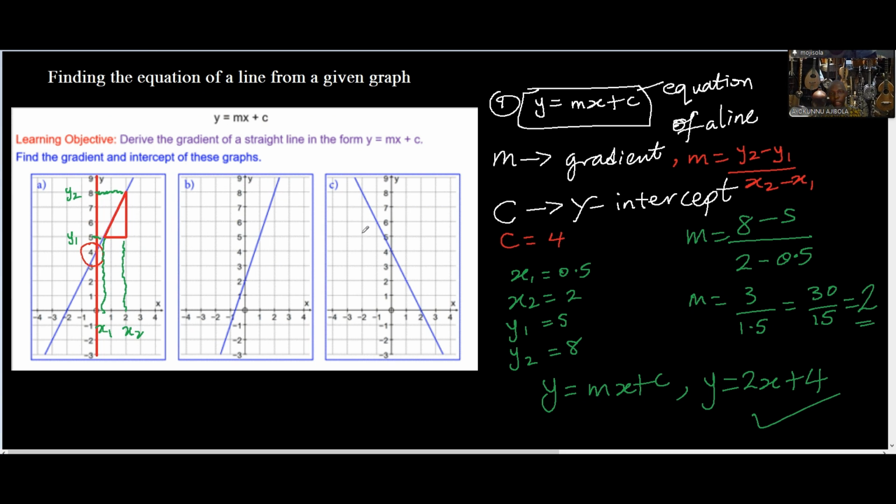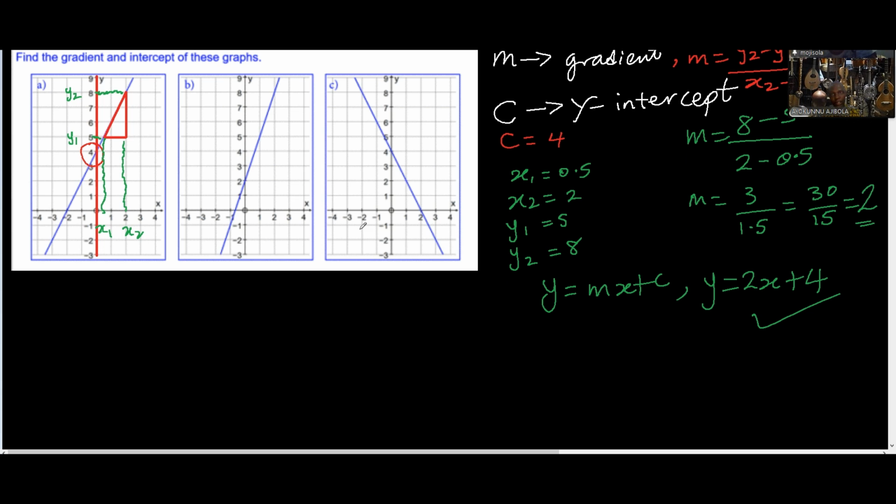So let's do the second one, while I will give you the third one as an assignment. Is that clear? Okay, for the second one, which is B, if you want to find the equation of the line mx plus c, I said firstly find the intercept. Where did the line meet the y-axis? Two. Very good, that means you're getting it. So our intercept is 2.